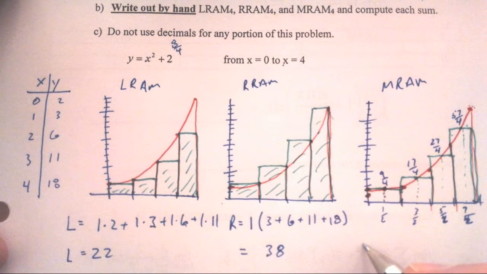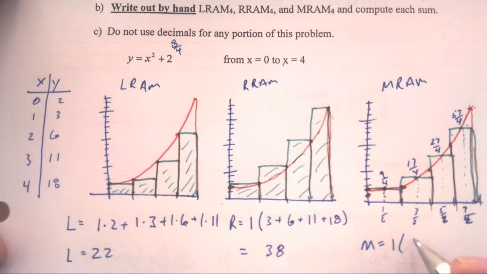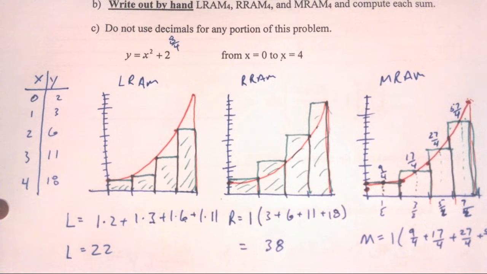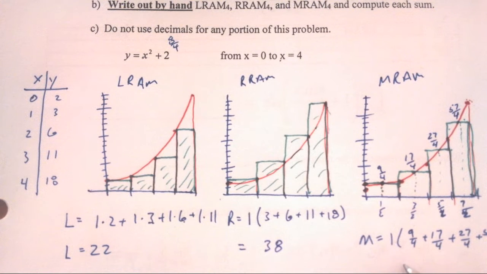So my MRAM approximation, again, would be 1 times 9/4 plus 17/4 plus 27/4 plus 57/4. I'm going to be lazy here. Second quit. And I get 9 and 17 and 27 and 57. I get 110/4, or 55/2.